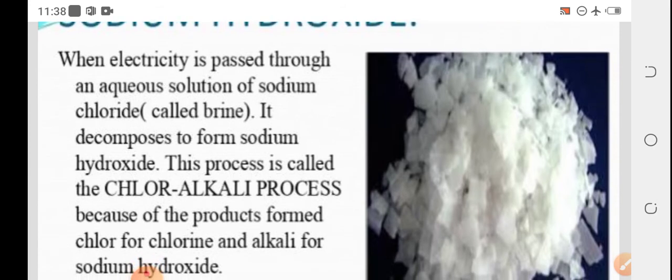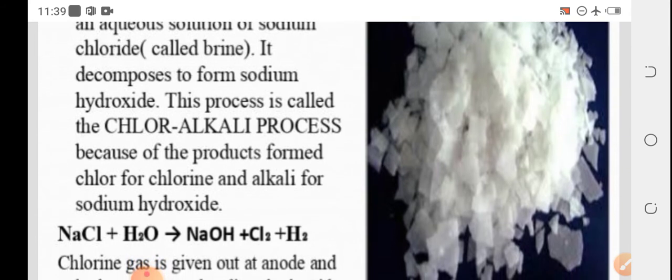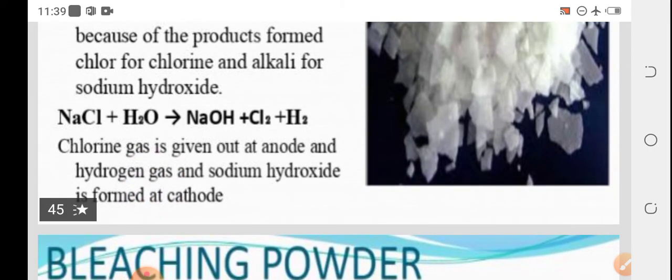Remember here, when electricity is passed through an aqueous solution of sodium chloride, that means brine solution, it decomposes, that means separates, to form sodium hydroxide. This process is called the chloroalkali process because of the products formed: chloro for the chlorine, alkali for the sodium hydroxide. You can see here sodium chloride plus water gives sodium hydroxide plus Cl2 plus H2. Chlorine gas is given out at the anode and hydrogen gas at the cathode.